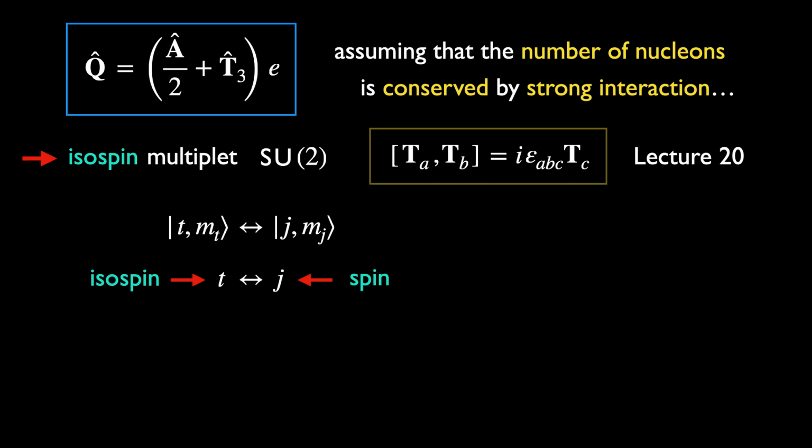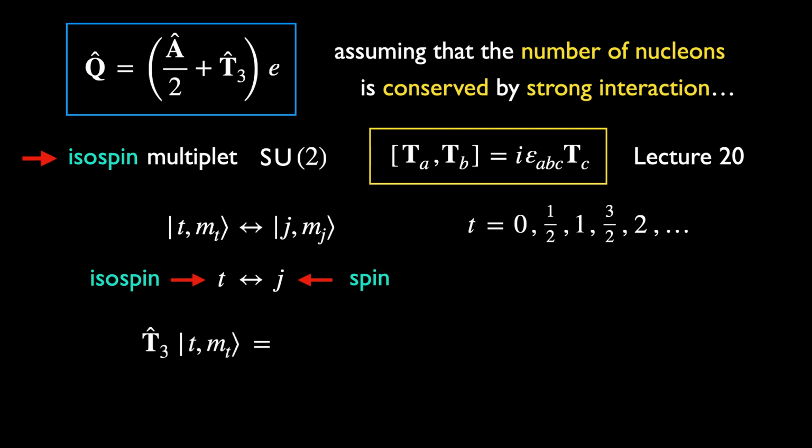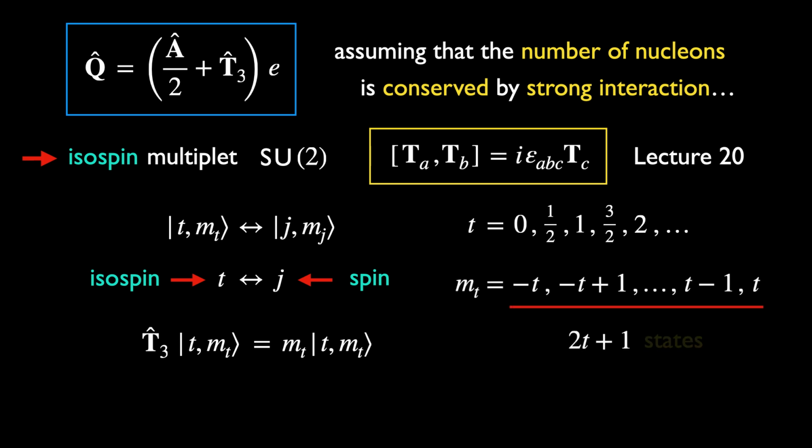As derived in lecture 20 from the commutation relations, T can take all the positive integer and half-integer values, while the third component of isospin ranges from -T to T at integer intervals, adding up to 2T plus 1 states within a multiplet labeled by T.